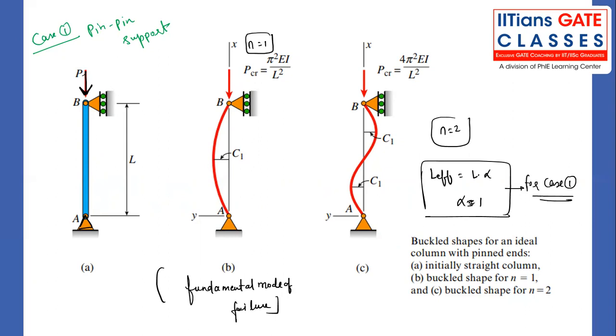For the pin-pin case, alpha is equal to 1. When alpha is equal to 1, L effective will become L only. But N will be 2. It will buckle like this. So these are some very, very important points that you must understand regarding the buckling of columns.